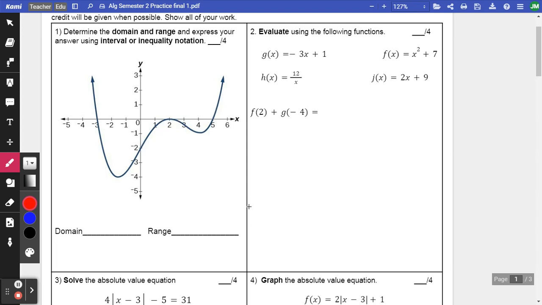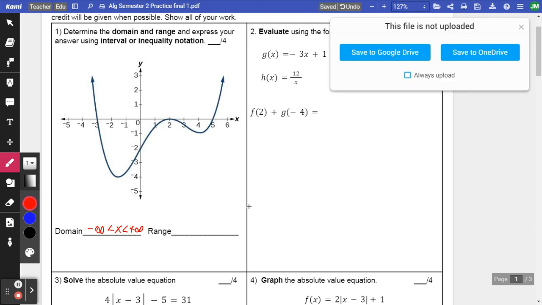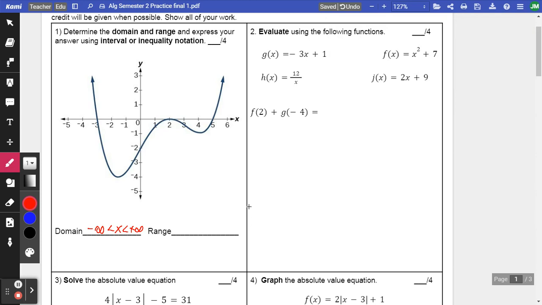So in inequality notation, we're going to have negative infinity is less than the set of x values, which is less than positive infinity. And in interval notation, we're going to have the same bounds, but we're going to come from negative infinity, comma, to positive infinity, with a set of parentheses.